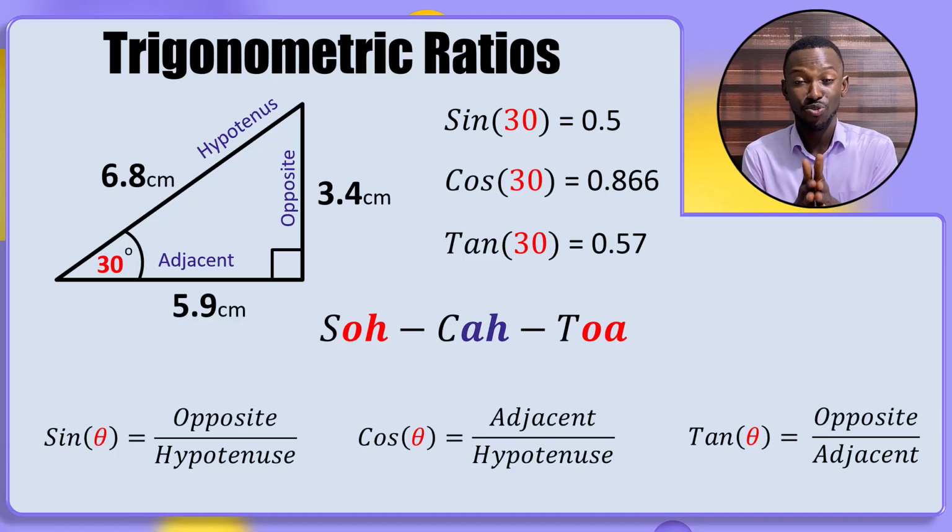So what we have on the screen right now is what we refer to as the trig ratios or trigonometric ratios. We've just found how they came up with it. So the easy way of remembering it is SOH CAH TOA.